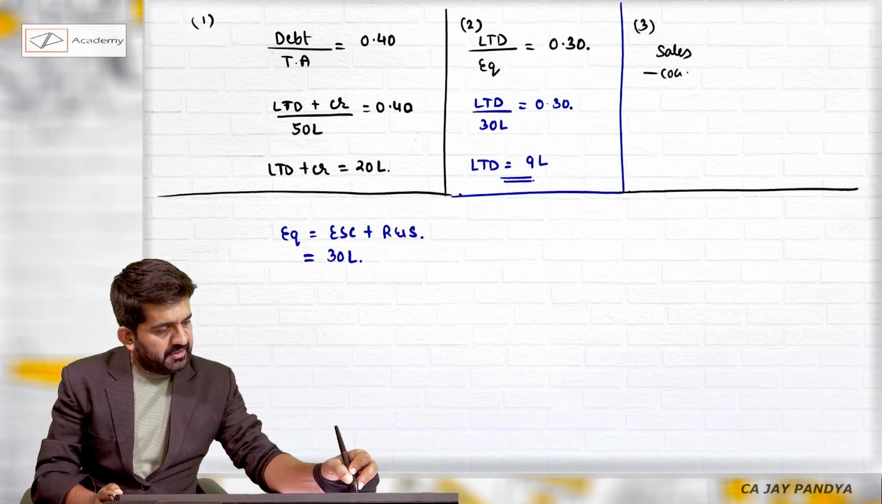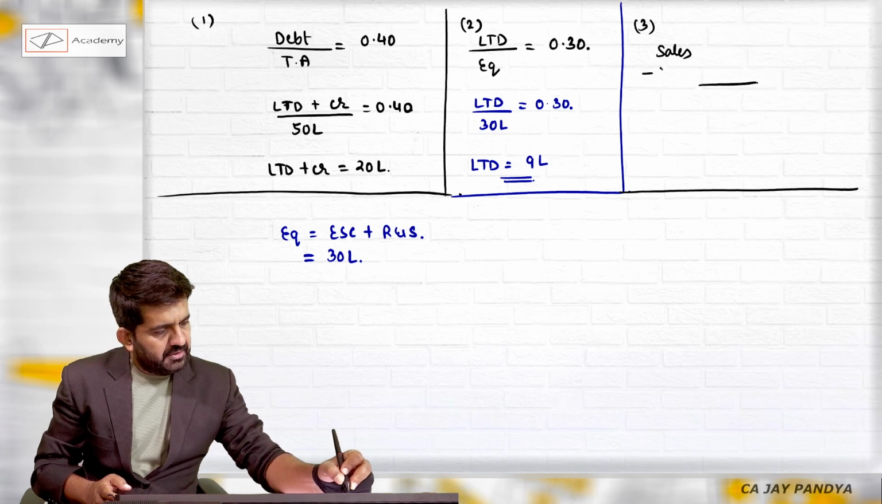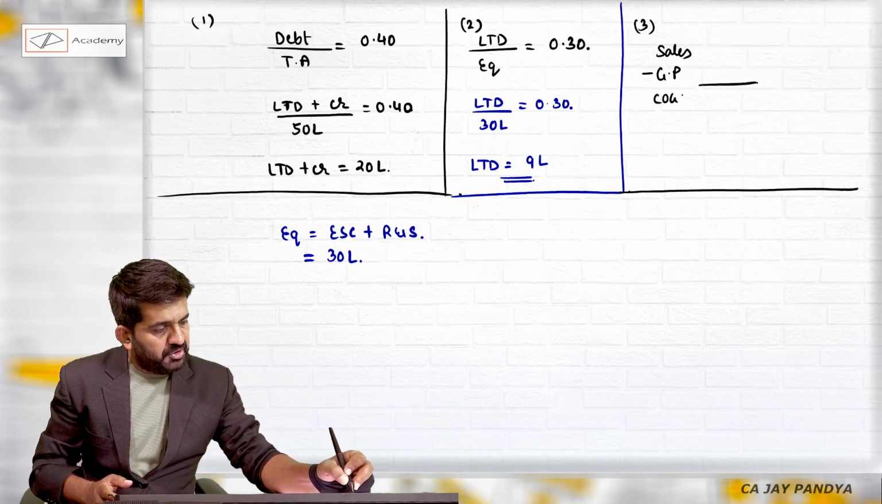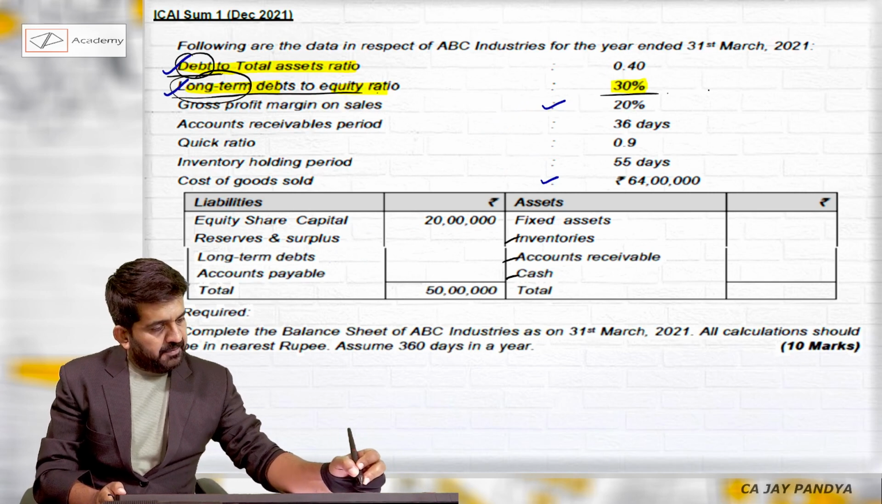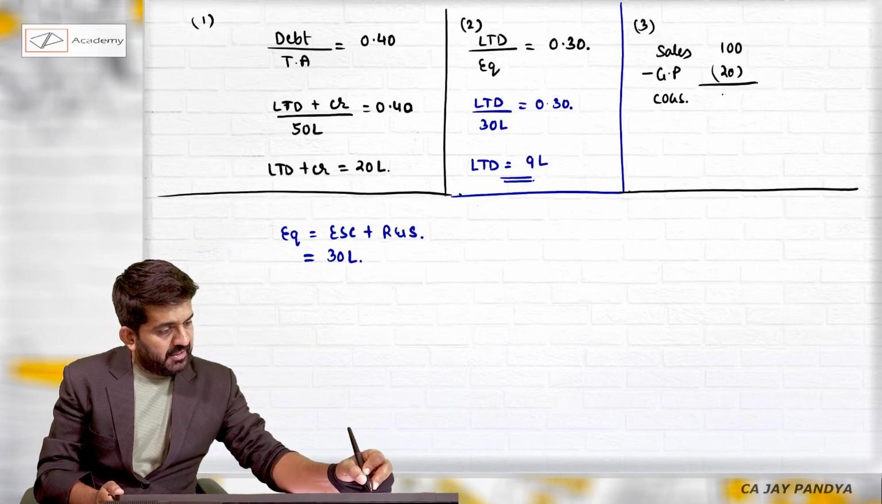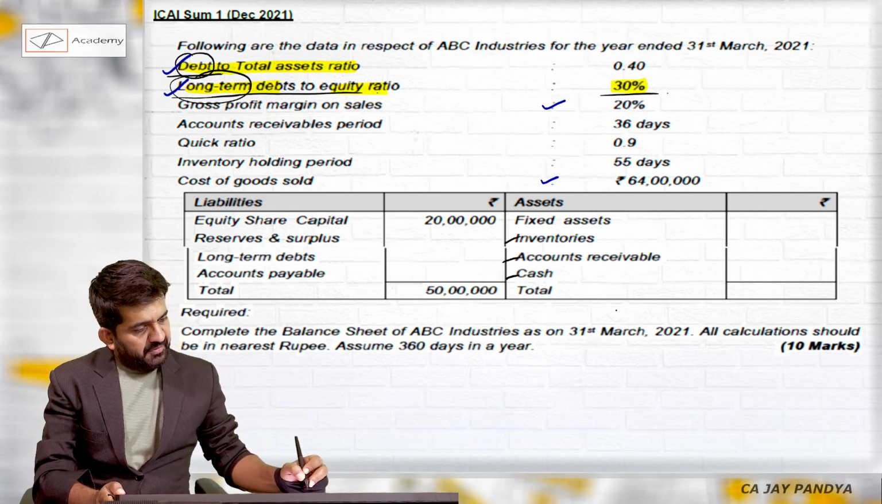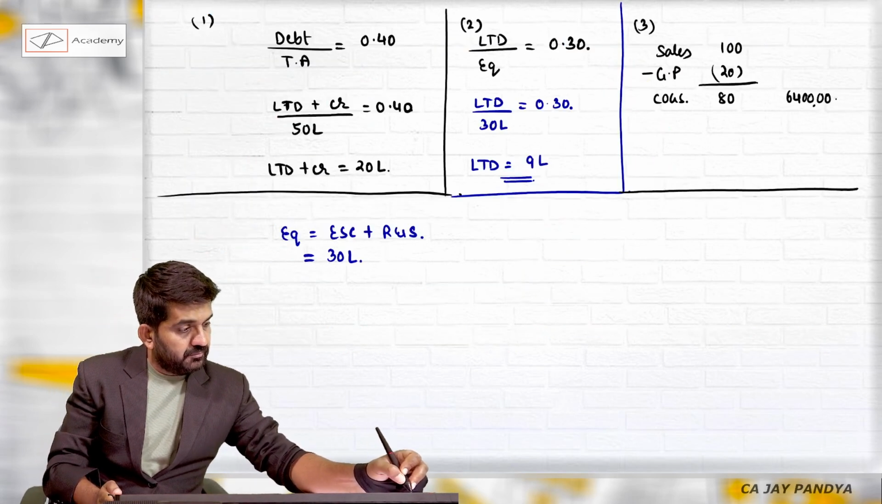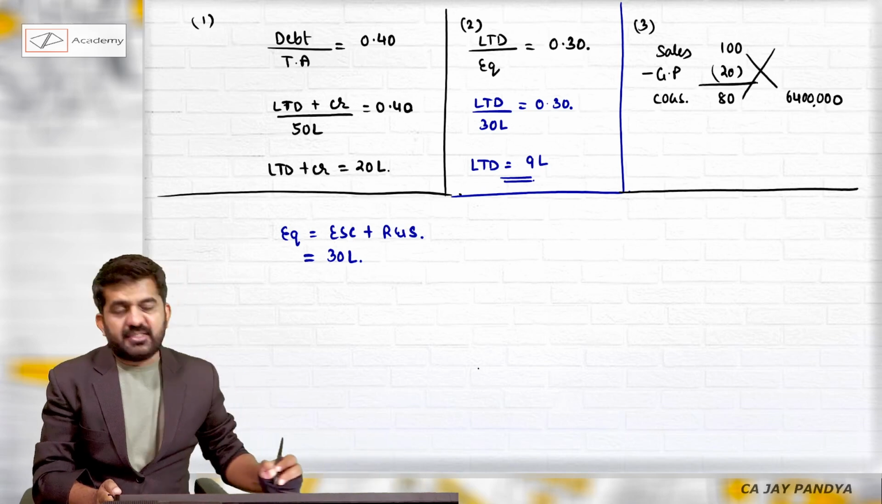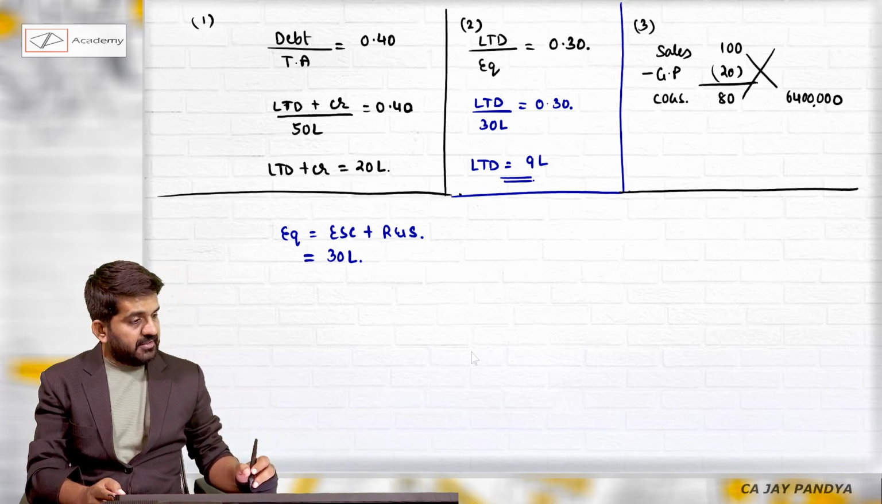Sales minus GP is equal to COGS. If sales is 100, GP ratio is 20%, so 20, COGS will be 80. We know the answer of COGS, 64 lakhs. We are interested in sales. Cross multiplication will be my answer.